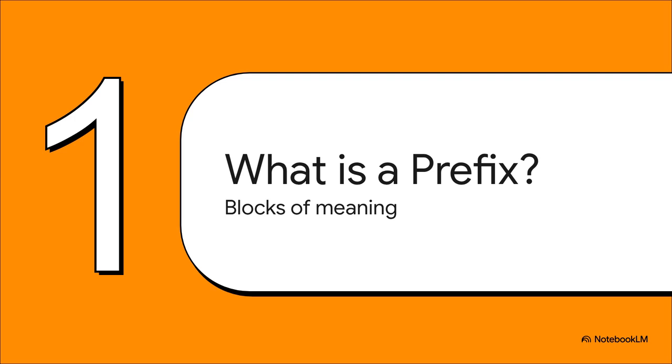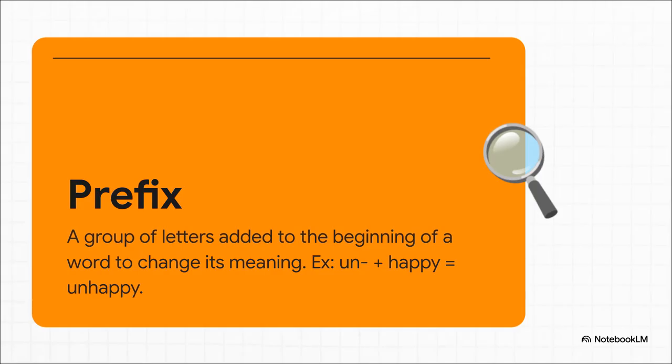Let's break it down. Think of them as the Legos of language, the absolute building blocks of meaning. Okay, here's the official definition. It's just a bunch of letters you stick on the front of a word to totally change what it means. Look at the classic example, right? You take happy, you add un to the front, and bam, unhappy. It completely flips the meaning. It's such a clever, efficient part of our language.